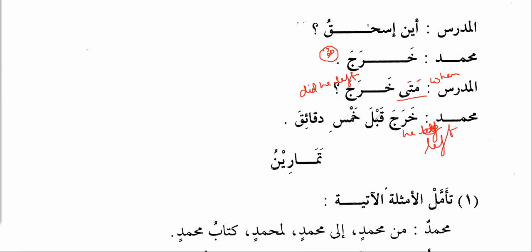He left qabla. This is zarf. Qabla khamsi. That's why there is a kasra. And why there is a single kasra, I will tell you in few minutes. Kharaja qabla khamsi daqaiq. As you can see the harakas. So what can you make out here? Why there is a single kasra and what is the construction? What can you make out here?